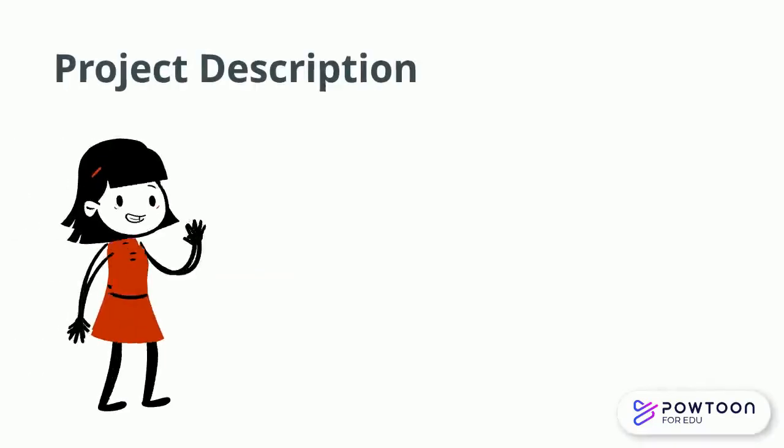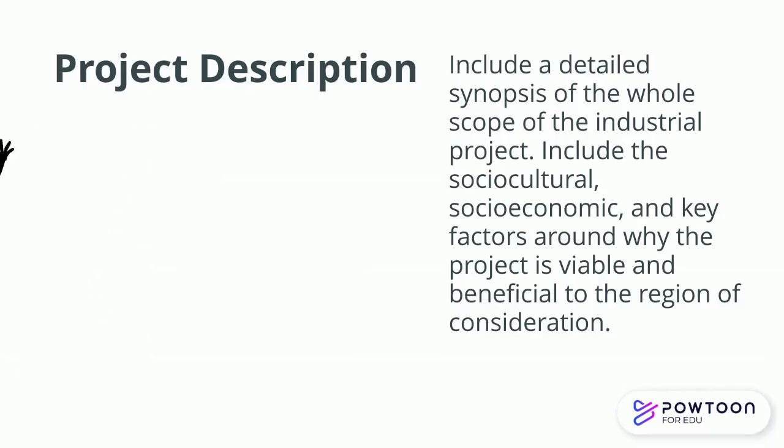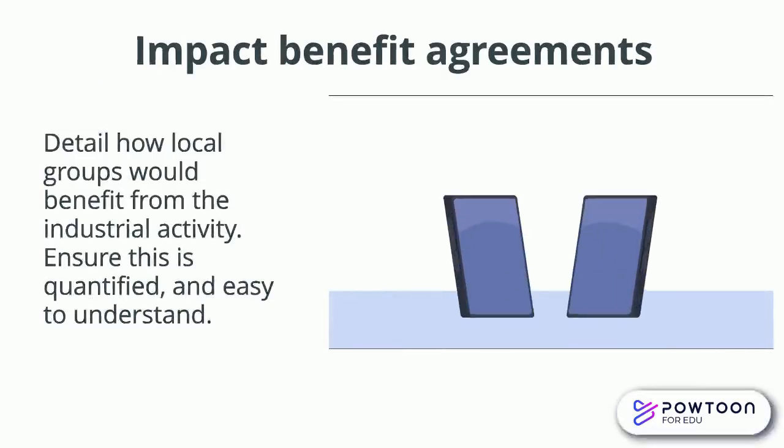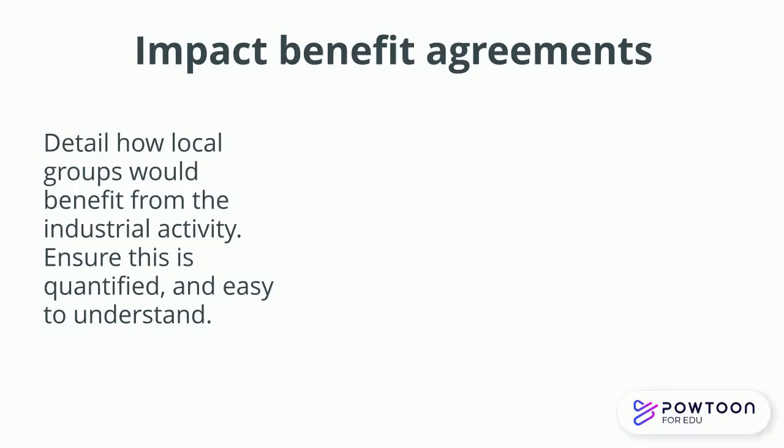Your submission should include a detailed synopsis of the whole scope of the industrial project, including the socio-cultural, socio-economic, and key factors around why the project is viable and beneficial to the region of consideration. Your submission should also include how local groups would benefit from the industrial activity. Ensure this is quantified and easy to understand. For example, the project will generate 100 full-time jobs for local individuals.